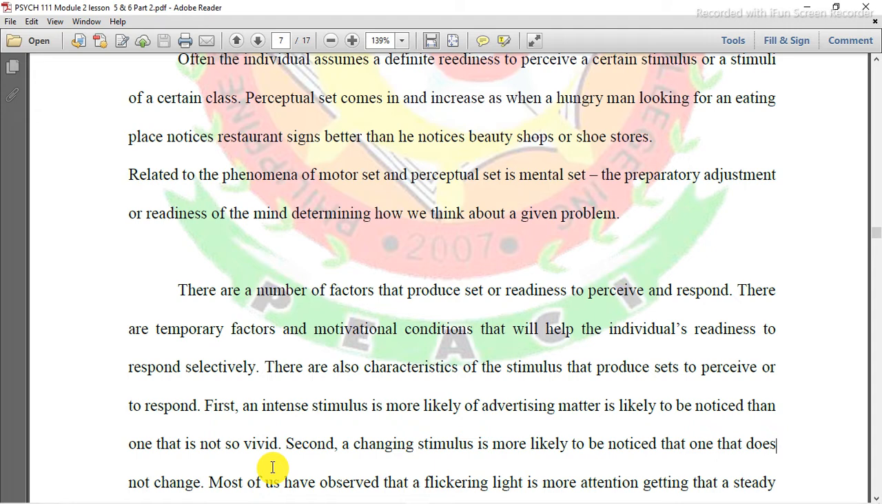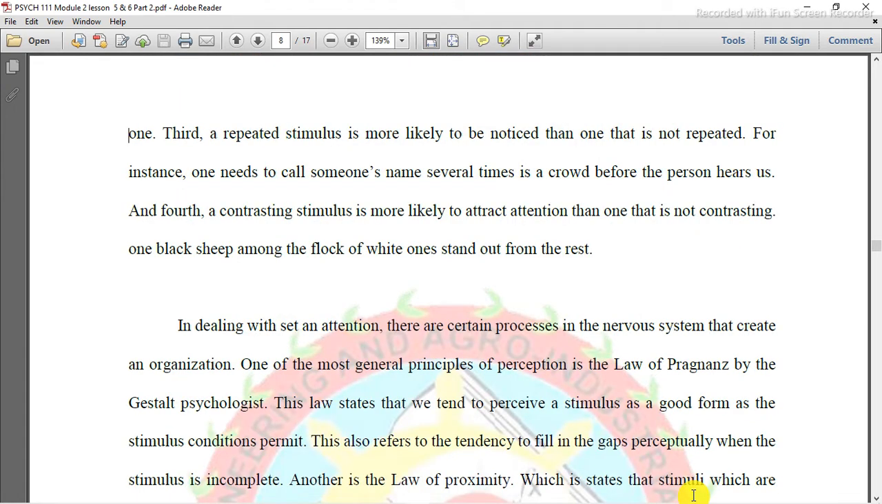Kasi nga raw, changing stimulus is more likely to be noticed than of not. Okay? Most of us have observed that a flickering light is more attention-getting than a steady one. So, pagpapasok ka sa isang classroom, tapos dalawang classroom yung papasukan mo, ang isa dyan may flickering light or yung nagkikislap-kislap, mas mapapansin mo daw yung light na nagkikislap-kislap, no? Kumbaga sa mga light na normal lang, okay?